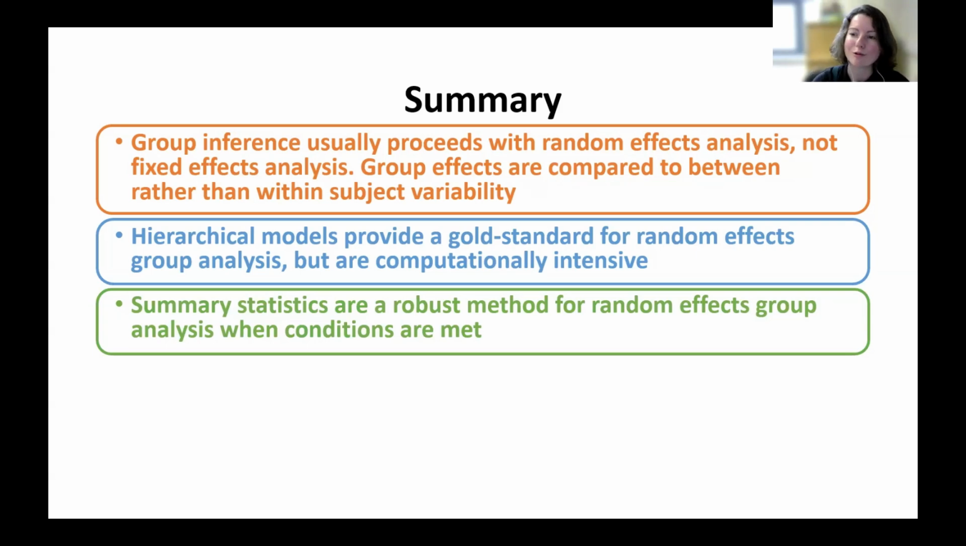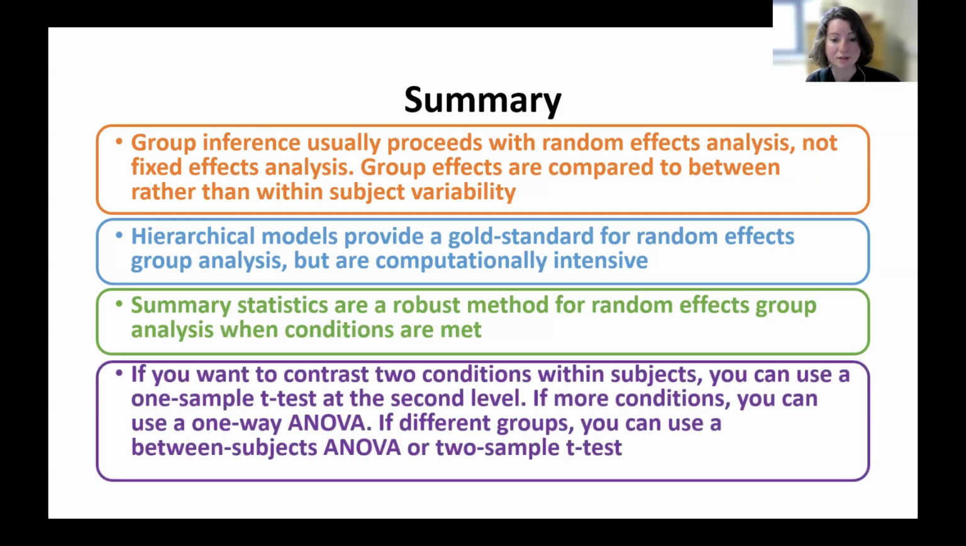Now keep in mind, for all approaches, you have to do correction for multiple comparisons at the brain level if you perform this analysis for the whole brain or for multiple voxels as well. If you want to contrast two conditions within subject, you can use a one sample t-test at the second level. If you want to look at more conditions, you can use a one-way ANOVA. If you have different groups, you can use between subject ANOVAs or two sample t-test.